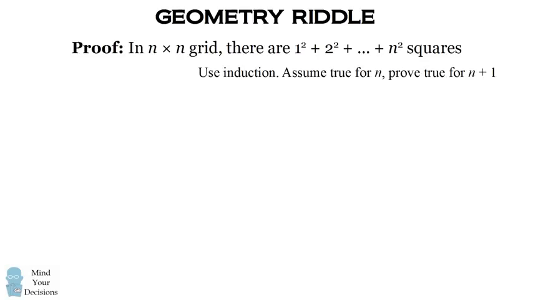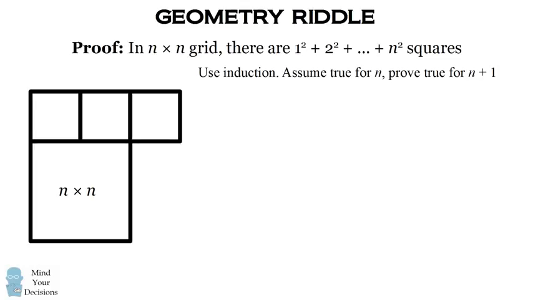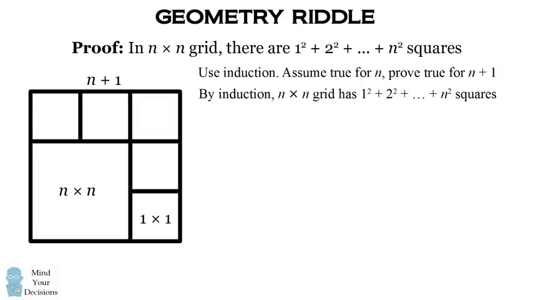We'll use induction. So we'll assume the formula is true for n, and we'll prove it's true for n plus 1. So we have an n by n grid, and we're going to add on 1x1 squares on the side so that we have an n plus 1 times n plus 1 grid. By the induction hypothesis, the n by n grid has a total number of hidden squares of 1 squared plus 2 squared all the way up to n squared number of squares.